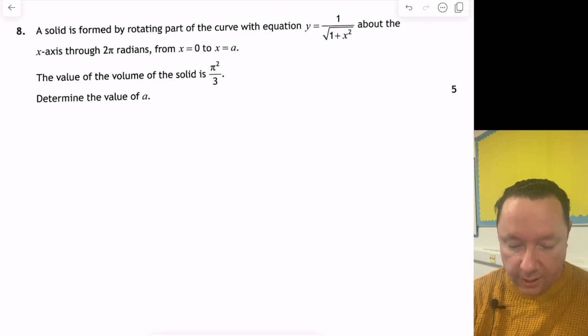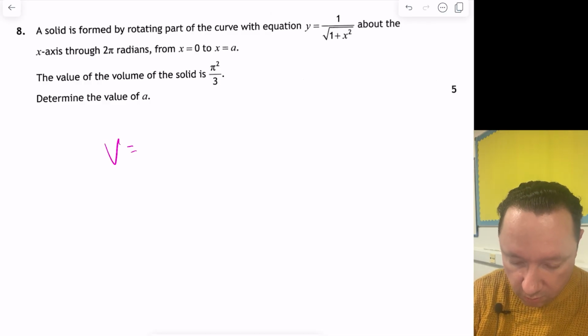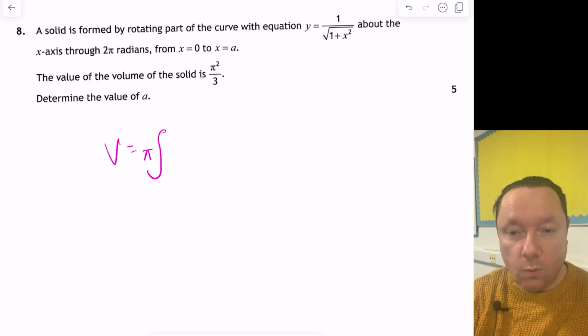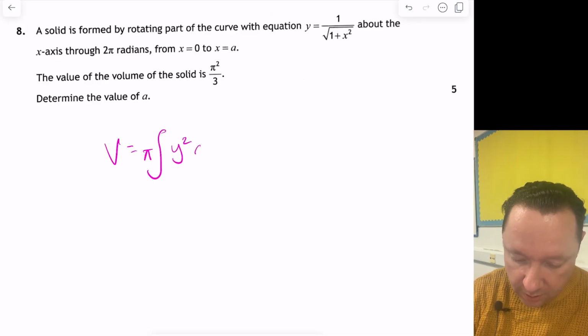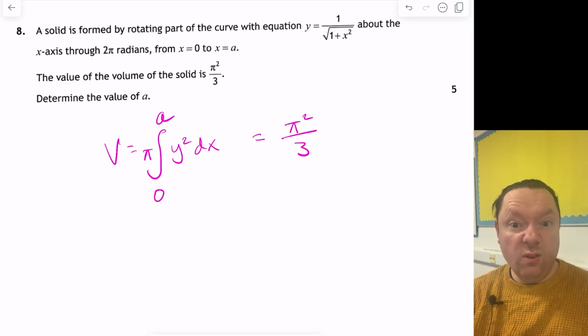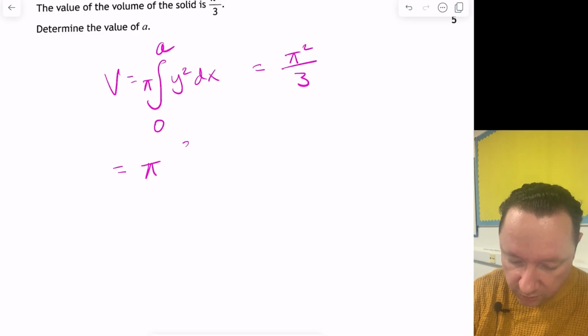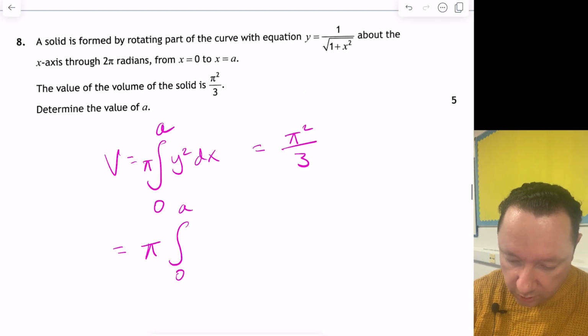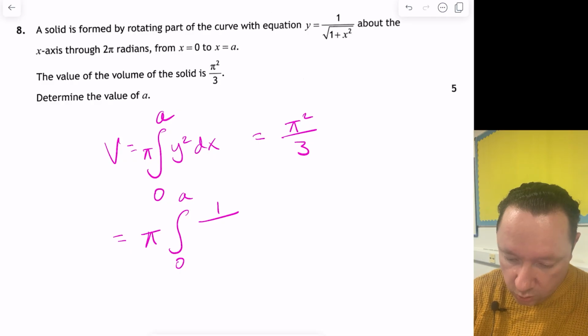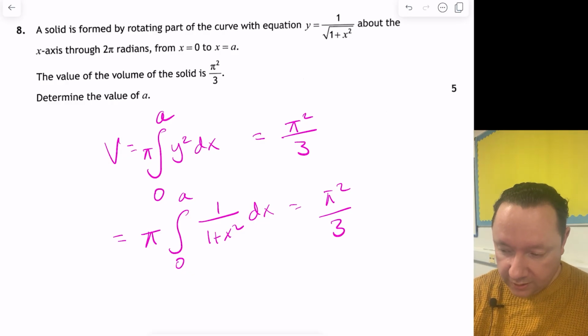So the volume is V equals the integral of pi times y squared dx, and we have got between 0 and a. And that equals, just to remind us, pi squared over 3. So as long as you know that, this question should be reasonably straightforward. So that's pi times the integral from 0 to a of y squared, which is 1 over square root of 1 plus x squared, squared, so 1 over 1 plus x squared dx, equals pi squared over 3. Check that example for that one. I think that's the inverse tan.